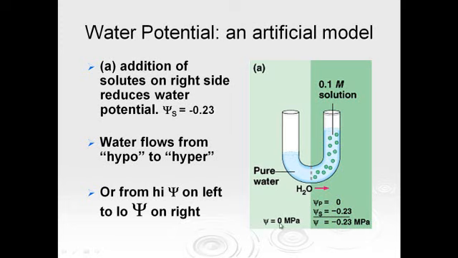What direction is the water going to go? It always moves from high to low. Well, 0 is a higher number than a negative 0.23. So the water is going to go from high to low, and it's going to move this way, and so the water does. Now that's moving from a hypotonic solution to a hypertonic solution. Hypo has less solute, hyper has more solute.